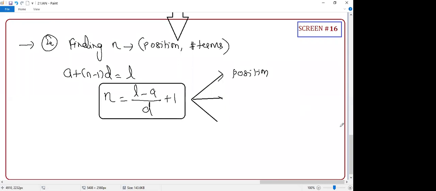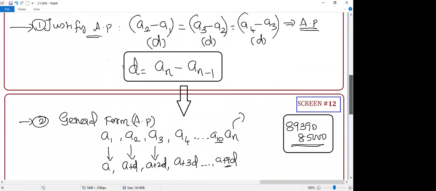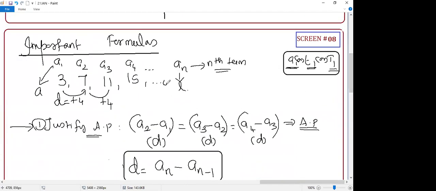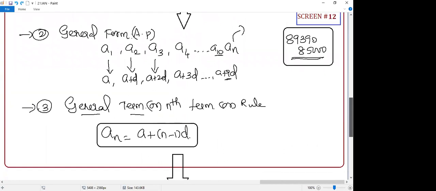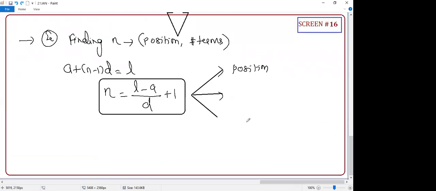Position means what, sir? For example, if I tell you 15, in which position? 4th position. So if I tell you the value, you can tell me the position. So n will return what? Position.